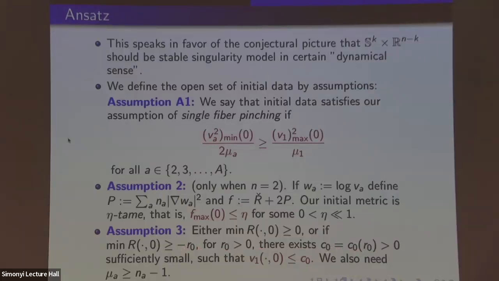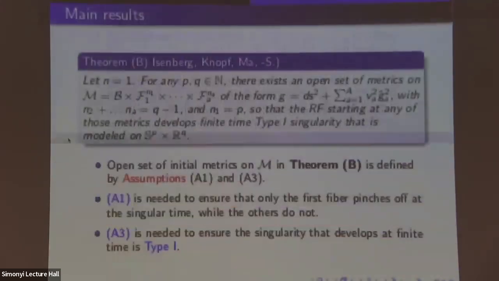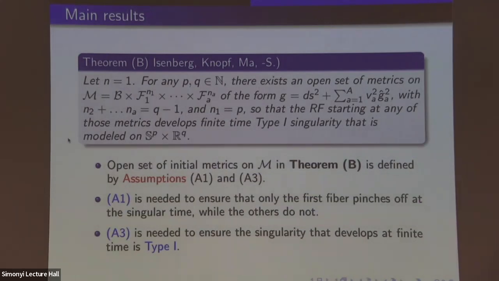So these assumptions A1, A2, and A3, as I said, hold only initially at time 0, and they describe the open set of initial data, right, to which we want to apply the Ricci flow and say that the singularity that develops for all of them is type 1, and then maybe in some cases we can say more, that it has to be the generalized cylinder, okay? So here is the first theorem.